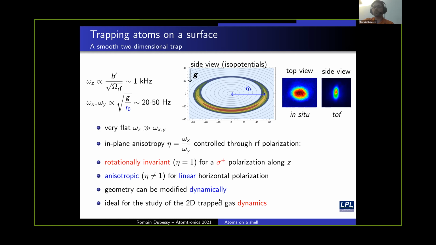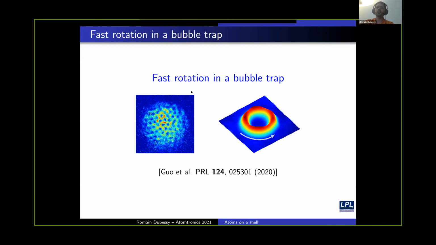So in the next 20 minutes, I would like to talk about two recent results we obtained with this trap. The first one is the study of fast rotation in such a system. And the second one is to explore a gravity compensation mechanism to try to fill the whole bubble. So first, fast rotation in a bubble trap, and this work was published last year in Paris.